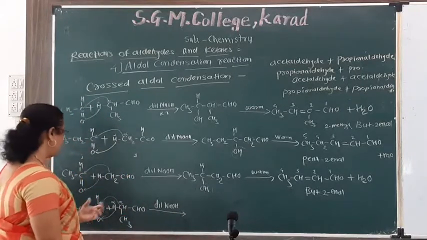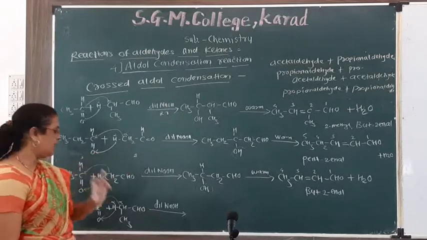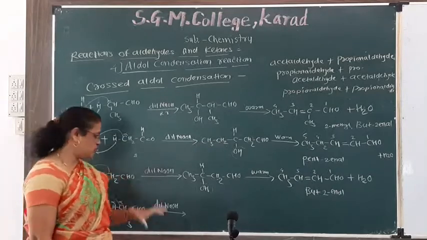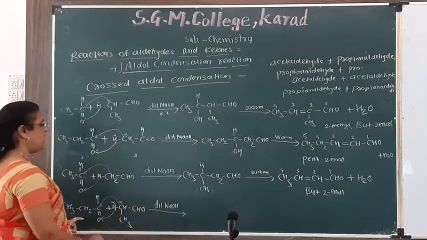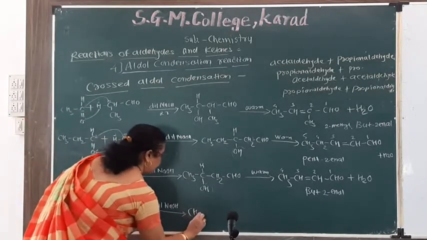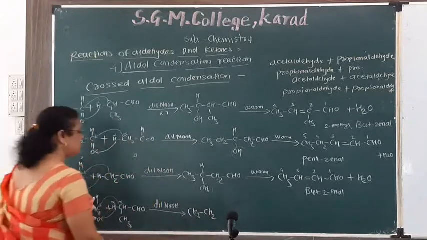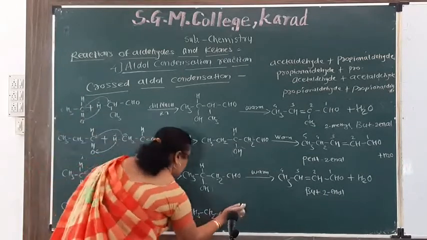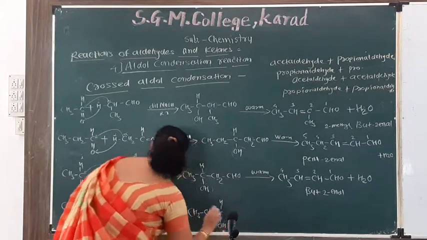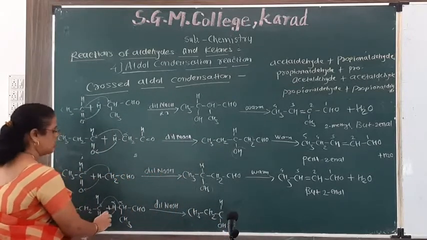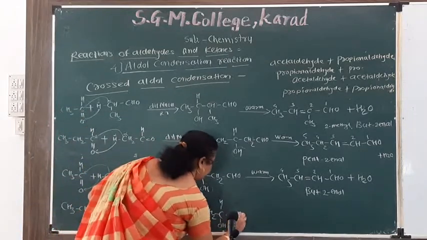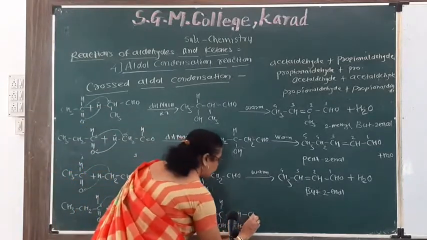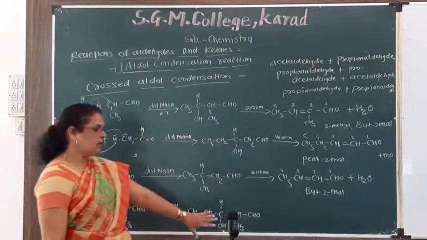In this, two molecules of aldehyde react with each other in such a way that the alpha carbon atom gets attached to the carbonyl carbon and the alpha hydrogen atom migrates towards the carbonyl oxygen to give the product known as CH3, CH2, CH, OH, CH, CH3, CHO. Then this compound is warm.